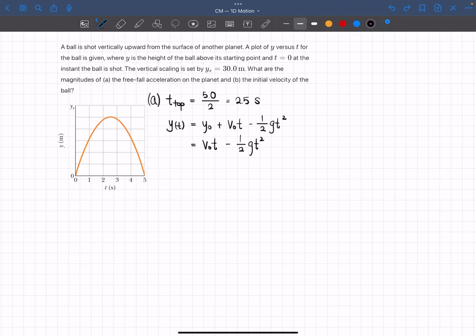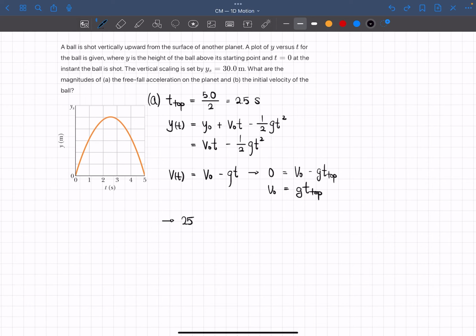We also have the vertical velocity equation, which is v of t equals v0 minus gt. And note that at the top, the ball's vertical velocity is equal to 0. So it simplifies to 0 equals v0 minus g times t top. So v0 is just equal to g times t top, which is an expression of v0, something we need to look for in terms of g, another thing that we need to look for.